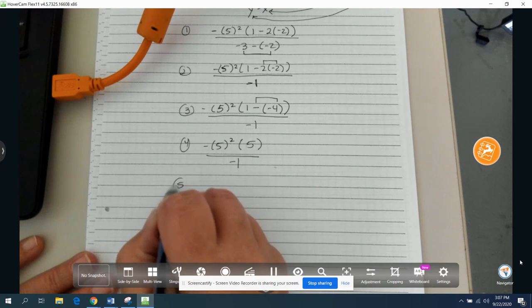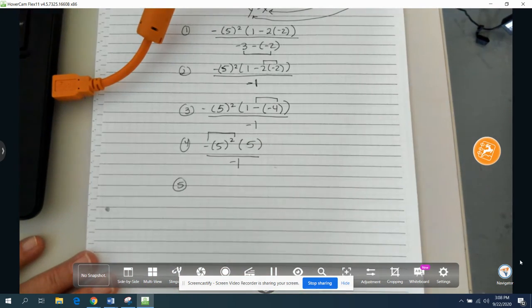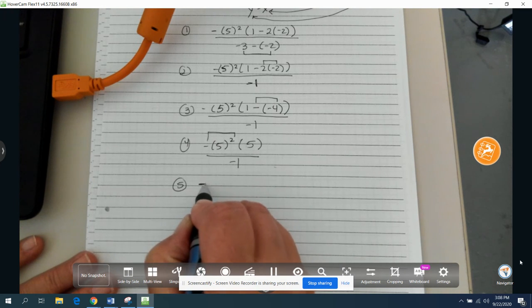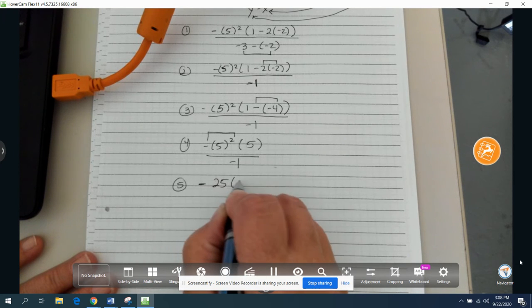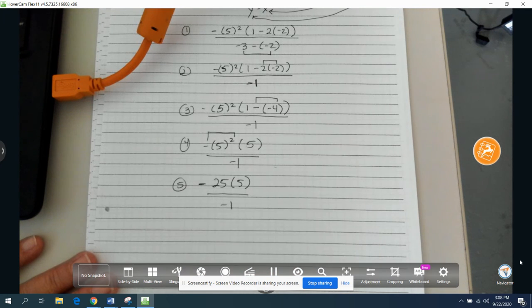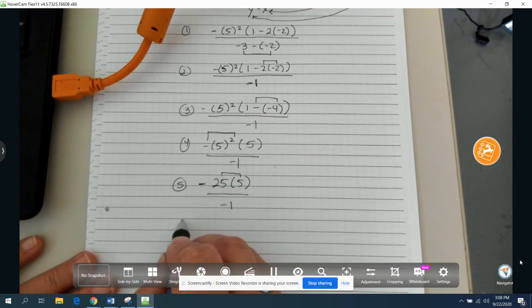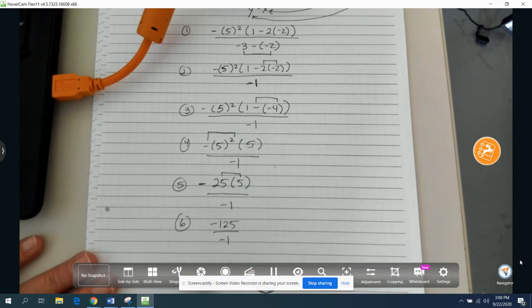Okay, so my next step now, I have to tackle my exponents because parentheses then exponent. Now we talked about this negative on the outside in the Google Meet yesterday. That's going to stay there. It's really saying take the opposite of 5 squared, which is 25. And I'm going to keep my 5 in parentheses. I'm going to multiply that in the end. Okay. All right, so my next step now is to take -25 times 5. Negative times a positive is negative, so that's -125, all divided by -1.